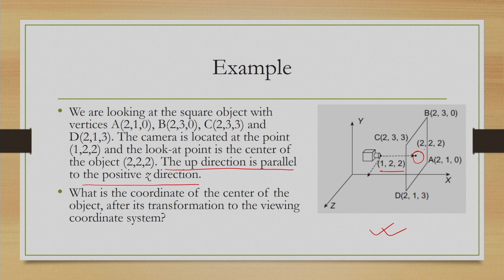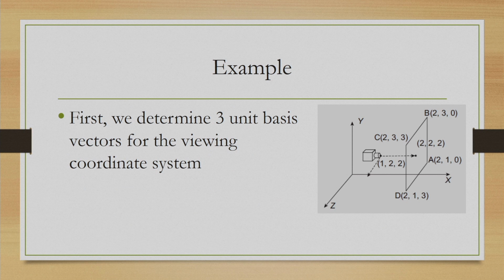Then, given this specification, let us try to calculate the coordinate of the center of the object after transformation to the view coordinate system. So, originally it is in the world coordinate system, it is 2, 2, 2. Now, after transformation, what will be the coordinate? Let us try to follow the steps that we have just discussed. The first thing is we determine the 3 unit basis vectors for the viewing coordinate system.